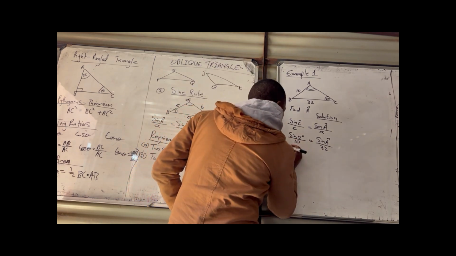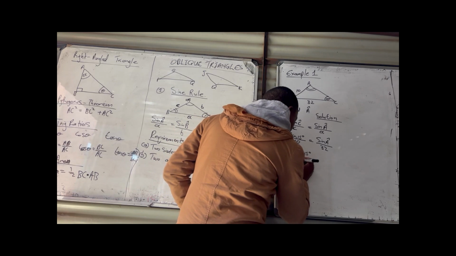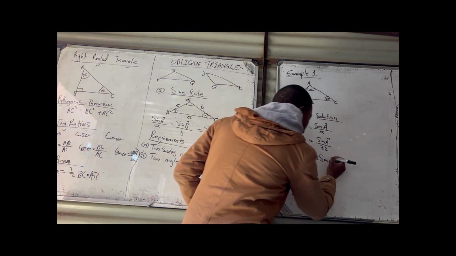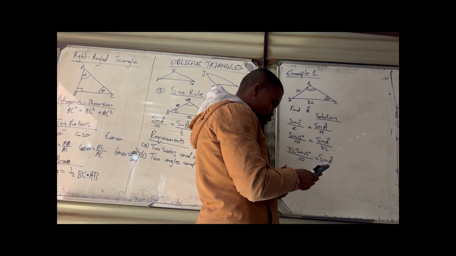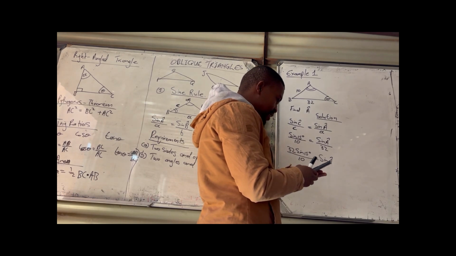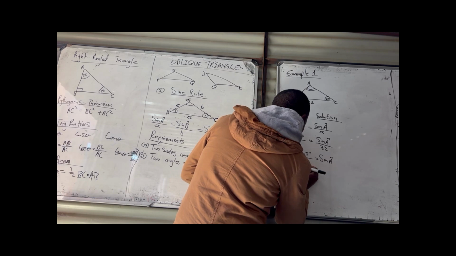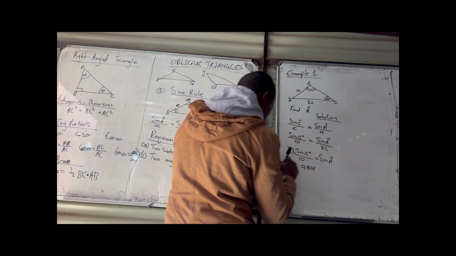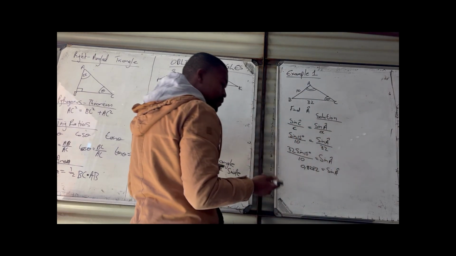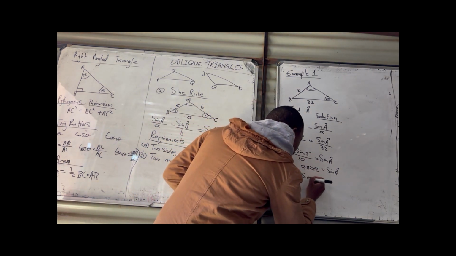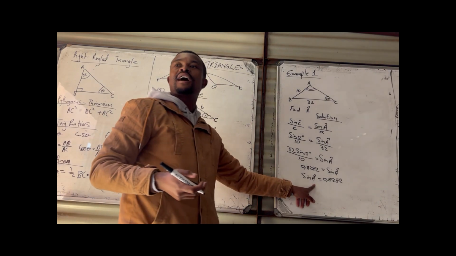What do we do? Cross multiply. 32 sine 15 degrees all over 10 is equal to sine of angle A. Working that out, 32 sine 15 divided by 10 gives 0.8282. So sine of angle A is equal to 0.8282.